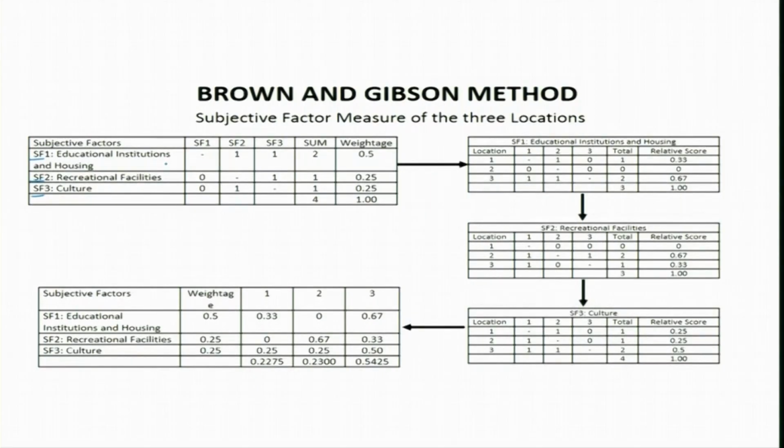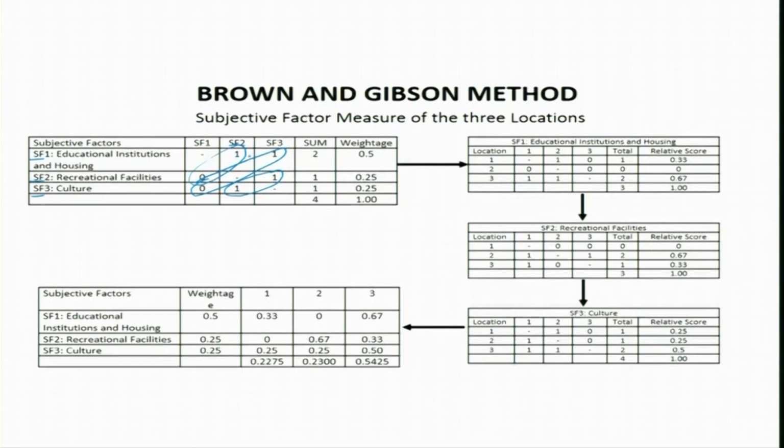When we are comparing SF1 with SF2, we write 2 numbers together. If 1 is more important than 2, we write 1 here and 0 here. Then we compare 1 with 3, and we find that 1 is more important than 3. So, we write 1 here and 0 here. In this cell we are comparing 2 with 3, and we find 2 and 3 are equally important. So, we write 1 here as well as 1 here. This is how we can do the pair comparison of these subjective factors.